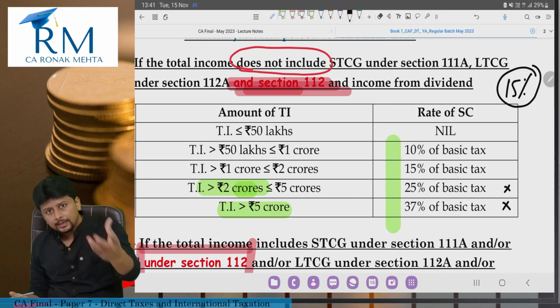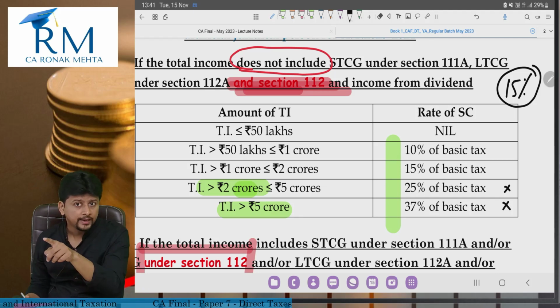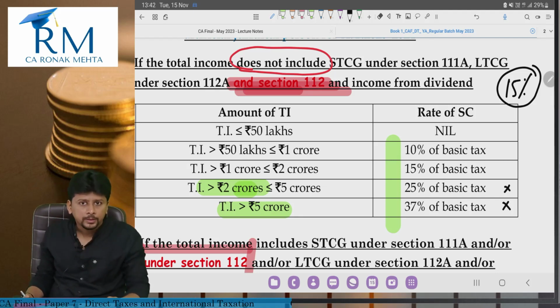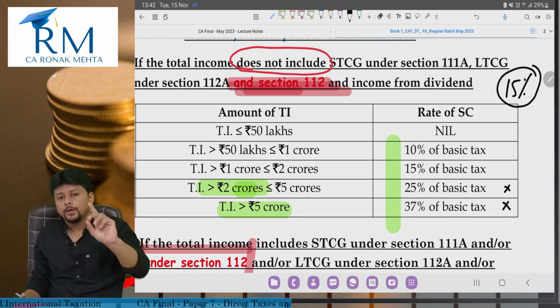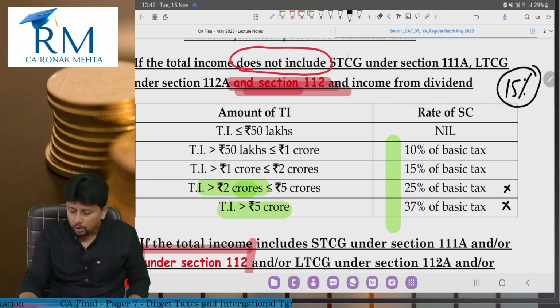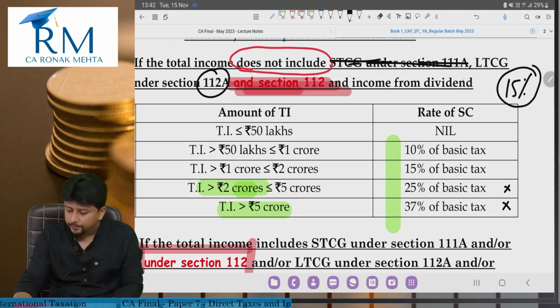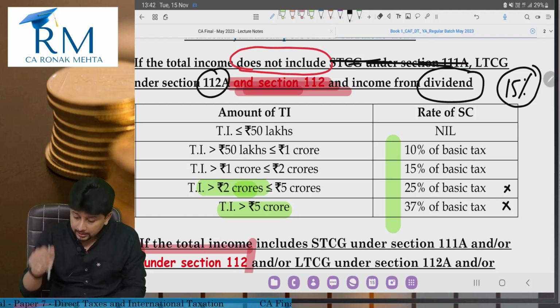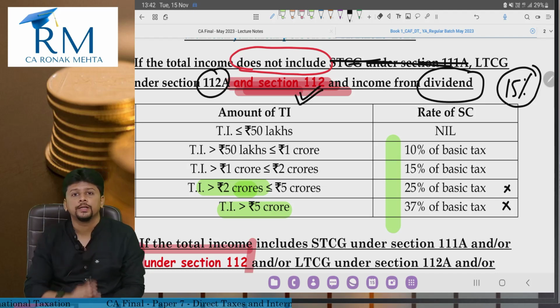So they were paying a surcharge of 10%, 15% always. Now with this new 25 and 37%, they became very uncomfortable. So we said, okay, we'll give you the benefit. We'll not apply 25-37%, but you will pay a 15% surcharge on the taxes on these incomes. Now, last year, even dividend income was included in this list. And this current year, section 112A long-term capital gain is also included in the list.